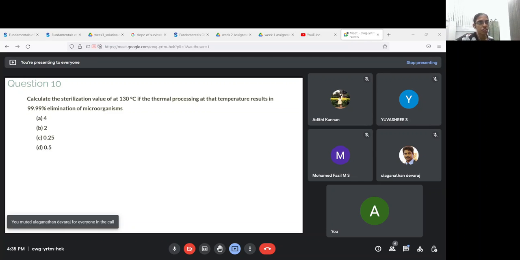Moving on to the last question. Calculate the sterilization value of a microorganism at 130 degrees Celsius if the thermal processing at that temperature results in 99.99% elimination of microorganisms. Do you remember what the sterilization value is? We discussed it somewhere around probably question 3.